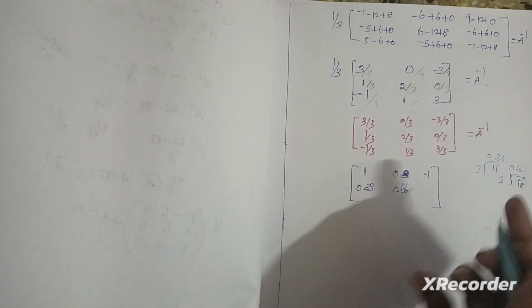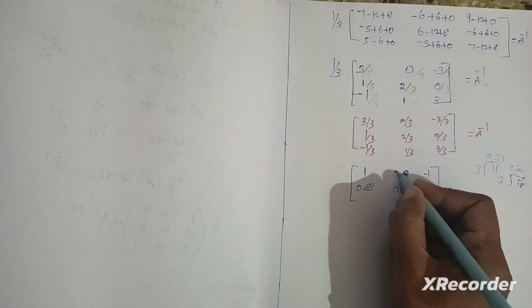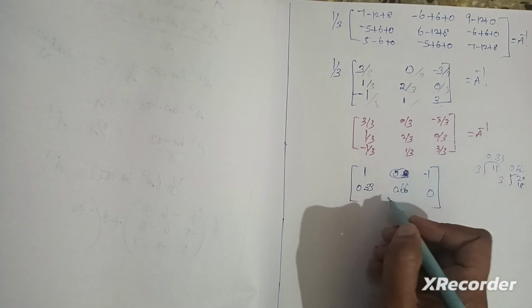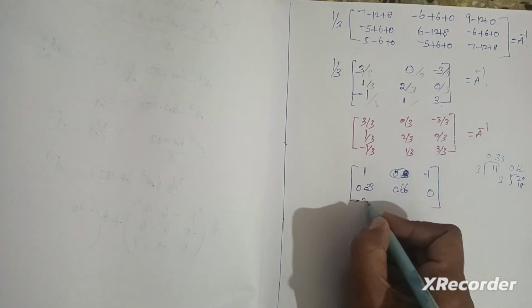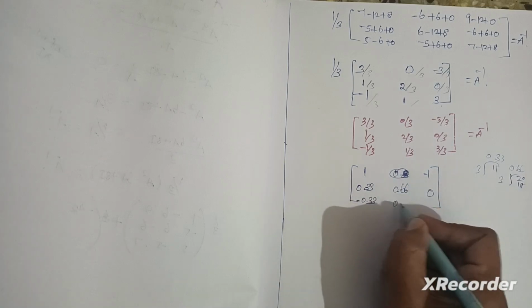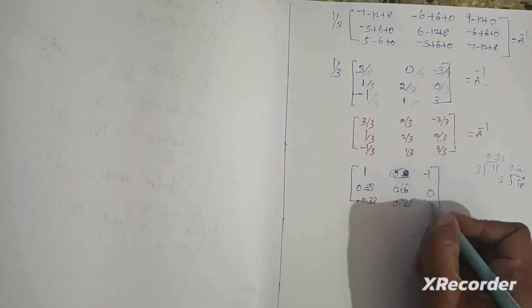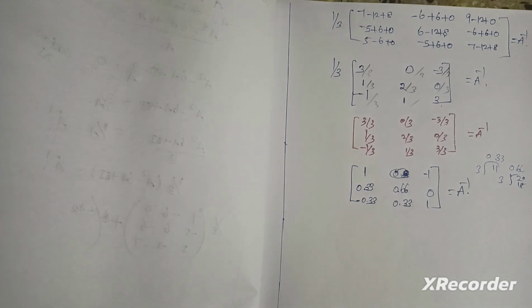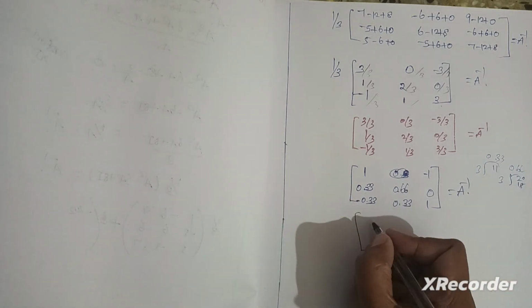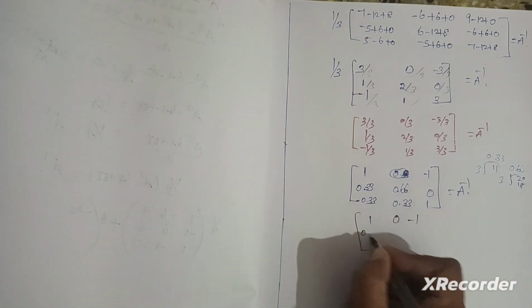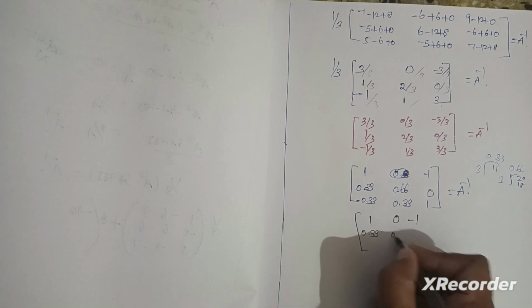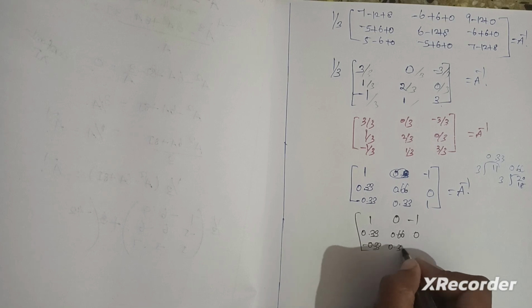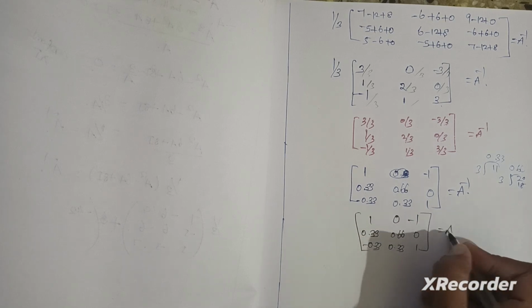We use the calculator as an easy method. Anything by 0 is 0. Next, minus 1 by 3, the same, minus 0.33. 1 by 3, 0.33. Next 3 by 3, 1. So A inverse is 1, 0, minus 1, 0.33, 0.66, 0, minus 0.33, 0.33, 1. This is the A inverse.